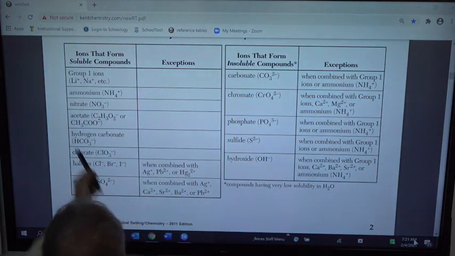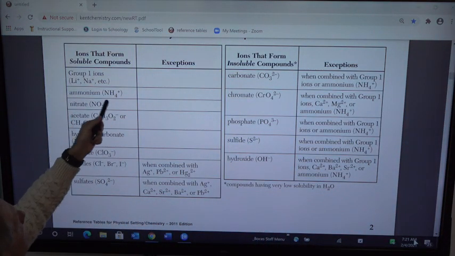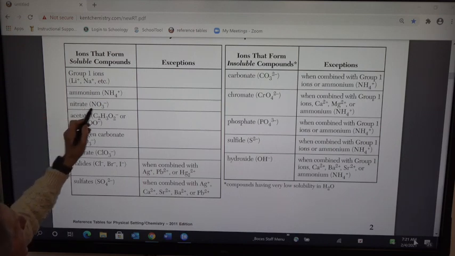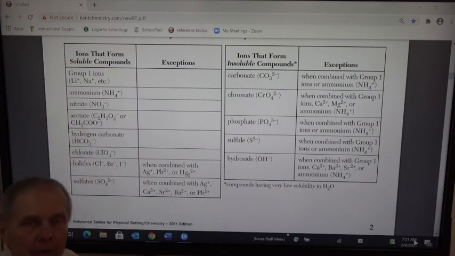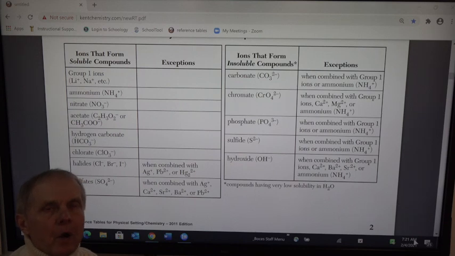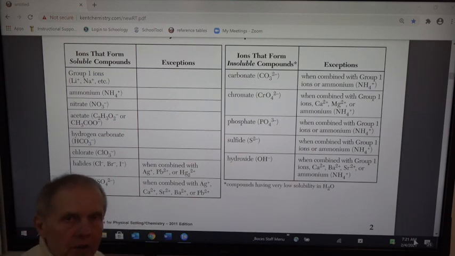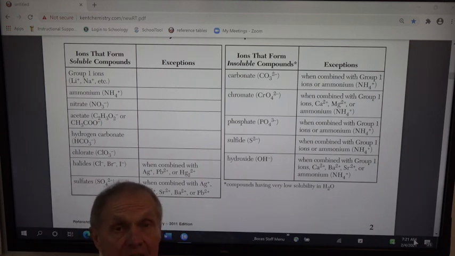All right, so there's ammonium right there. Anything hooked to ammonium is going to be soluble. So ammonium phosphate, totally soluble. Barium nitrate. Well, nitrate's right underneath there, and anything hooked to nitrate is going to be soluble. So now we know that barium nitrate and ammonium phosphate are totally soluble. So let's see if there's a precipitate formed or not.